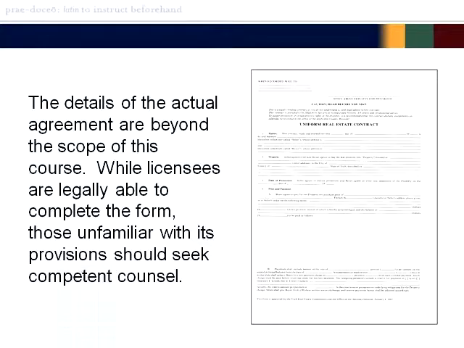The details of the actual agreement are beyond the scope of this course. While licensees are legally able to complete the form, those unfamiliar with its provisions should seek competent counsel.